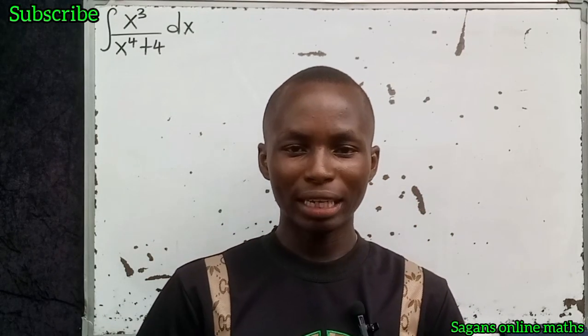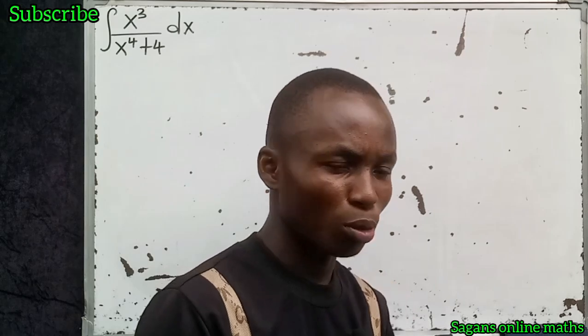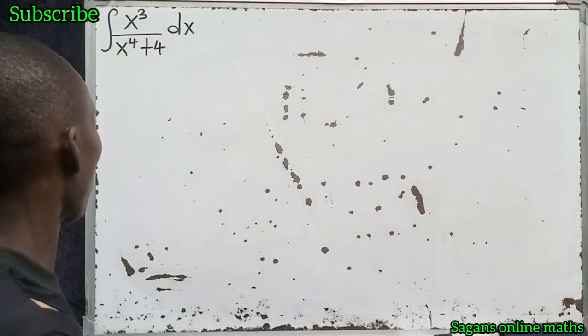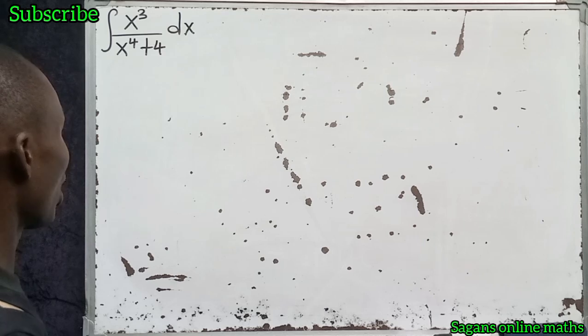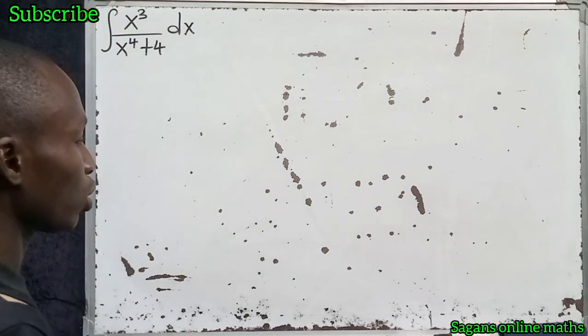Let's solve this question together. Now look at the beautiful question given on the board. We're going to find the integral of x to the power of 3 divided by x to the power of 4 plus 4, dx. We are asked to integrate this function with respect to x.